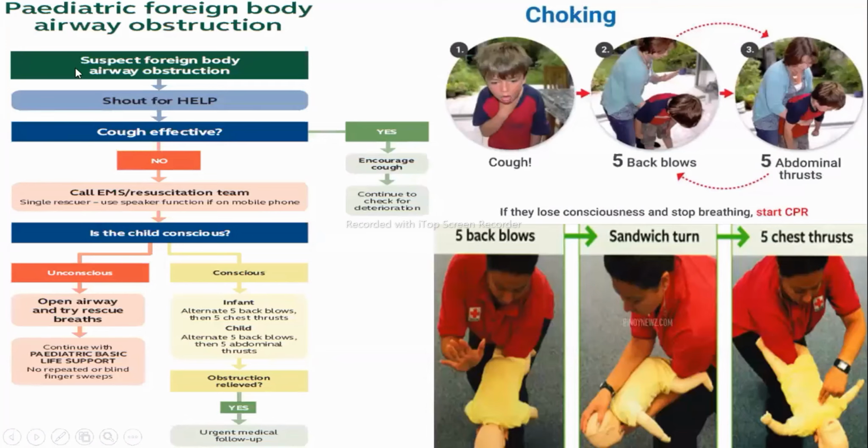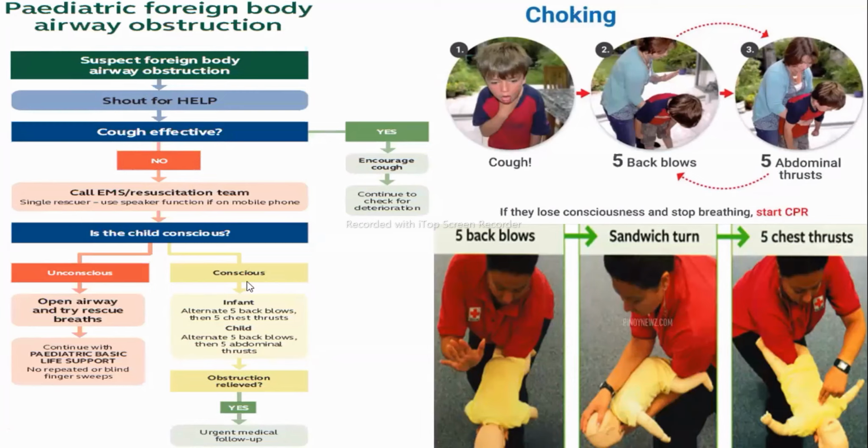What about pediatric? We said more than 2. Suspect foreign body airway obstruction, shout for help. If the cough is effective, encourage cough as in adults. If not effective, call the resuscitation team.